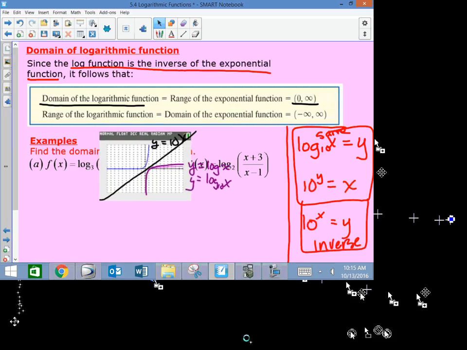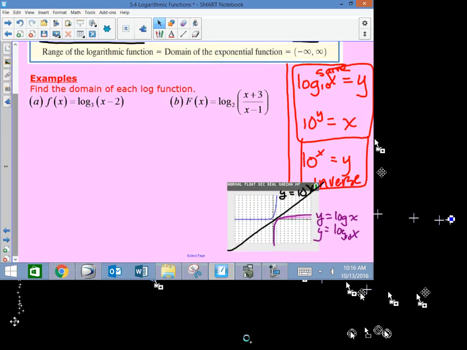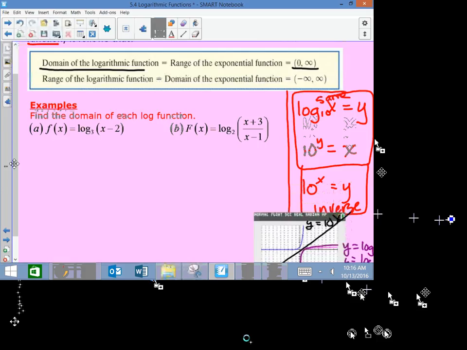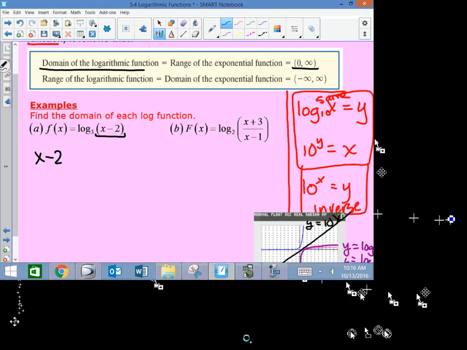Okay, so let's find some domains here. Now, what did we say we called this right here? Search for the name. Argument. The argument must be positive. So x minus 2 must be positive. If x minus 2 is greater than 0, what do you know about x? It's greater than 2, so what's my domain? This is f. What's my domain in interval notation? Lindsay? 2 not including infinity. Nice. Okay, good job. So that's the domain.